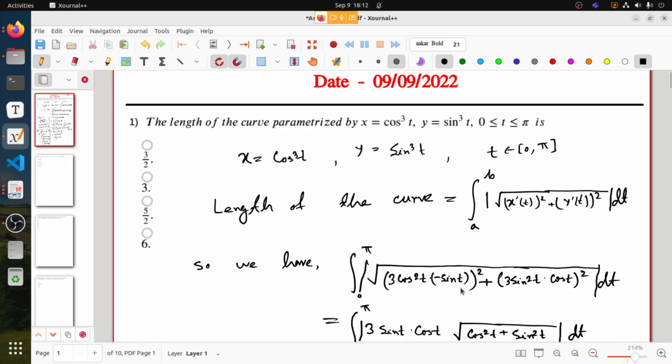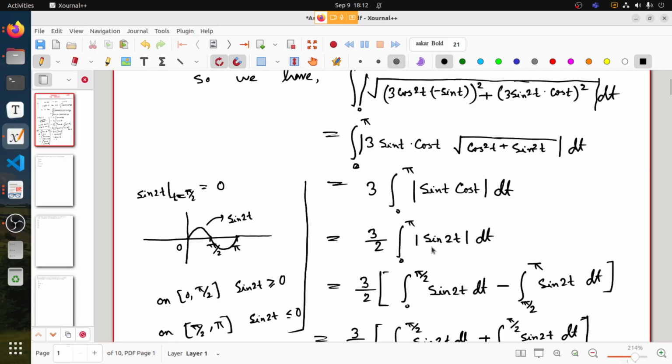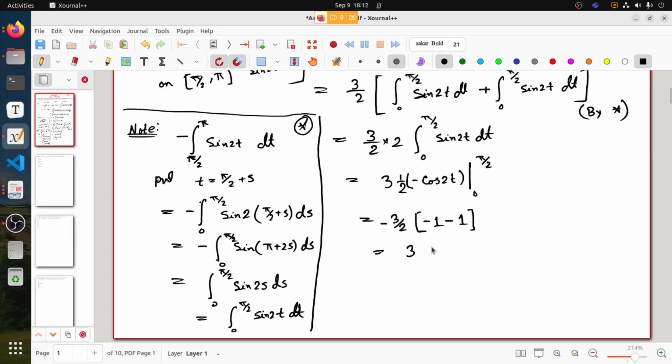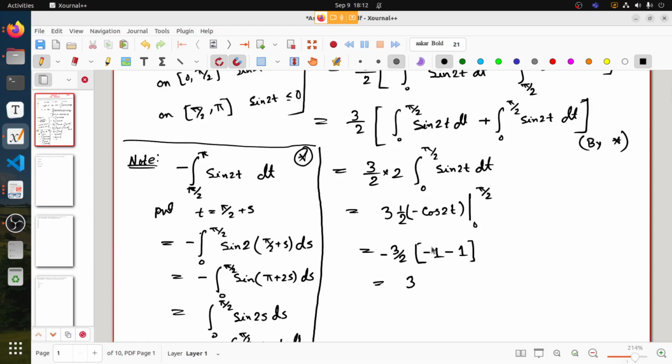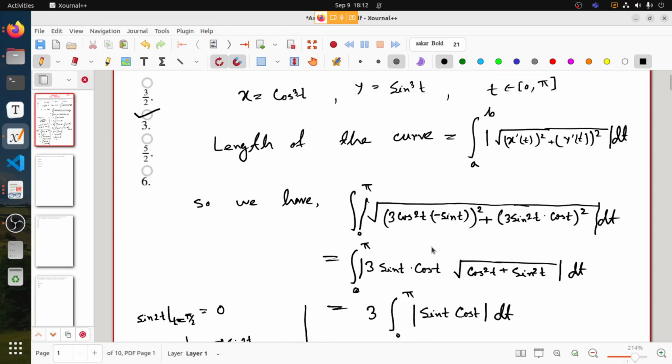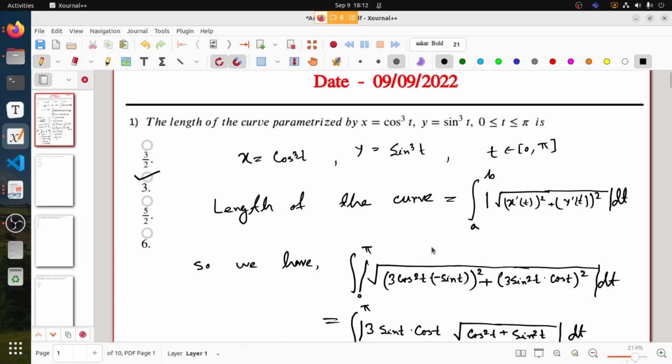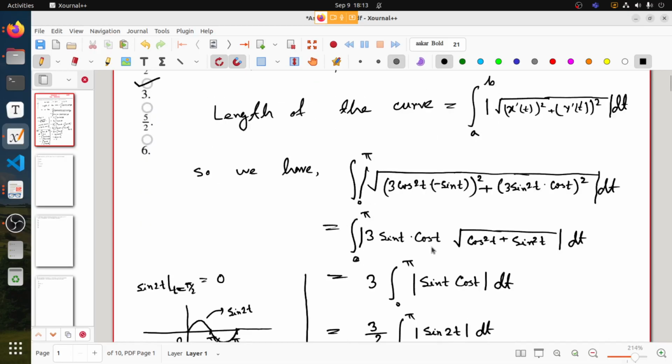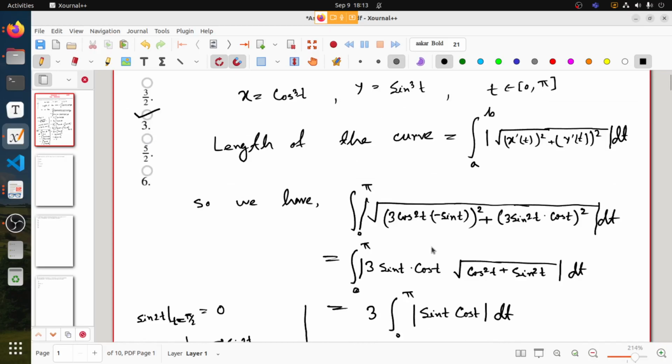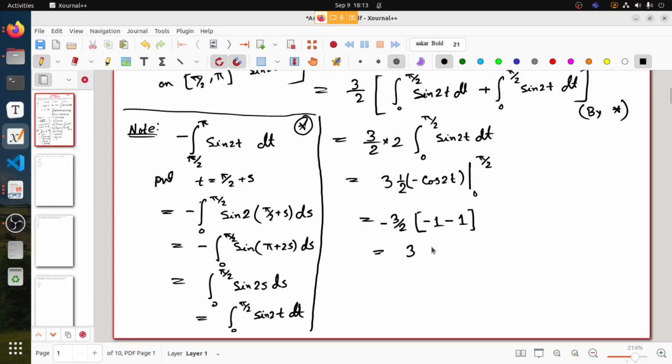So which option is correct? Option number 2 is correct, right? Is this fine, the computation? Yes. Yes, sir. Okay, so let's move to the next one.